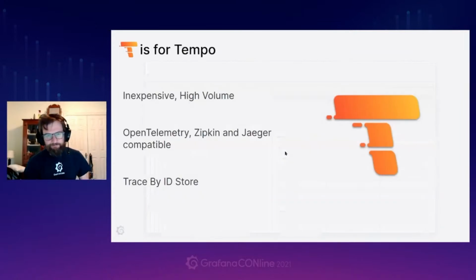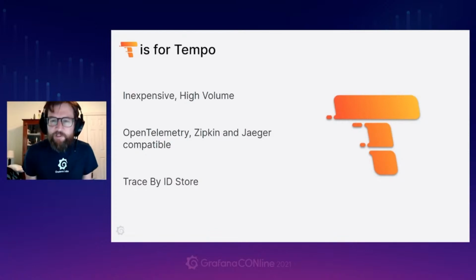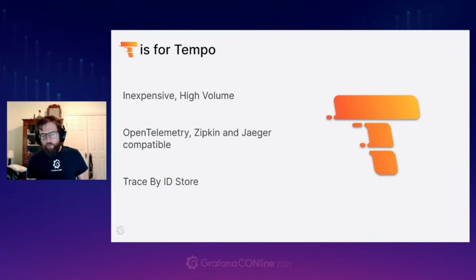T is for Tempo. Tempo is an inexpensive and high volume tracing backend. This is what we announced at ObservabilityCon last fall. The idea was to store traces in an object storage, so GCS or S3, and to store this extremely high volume of traces in a very inexpensive way. We are OpenTelemetry, Zipkin, and Jaeger compatible. So all existing open source instrumentation, if you're already instrumented, or OpenTracing, of course, then we are set up to consume your traces.